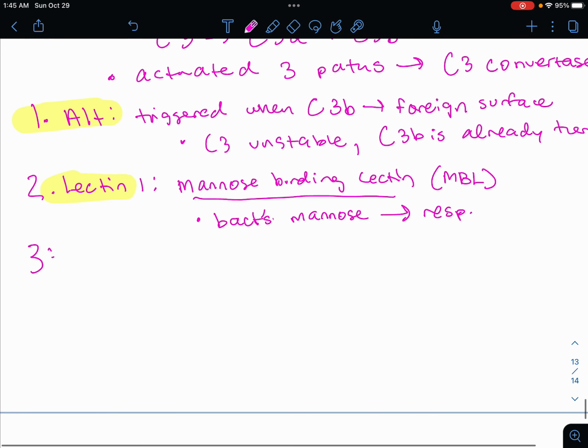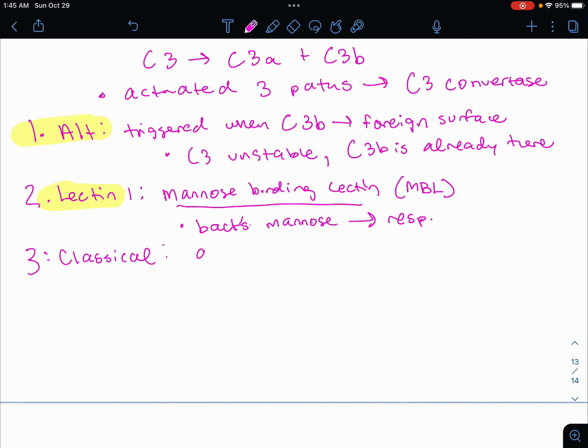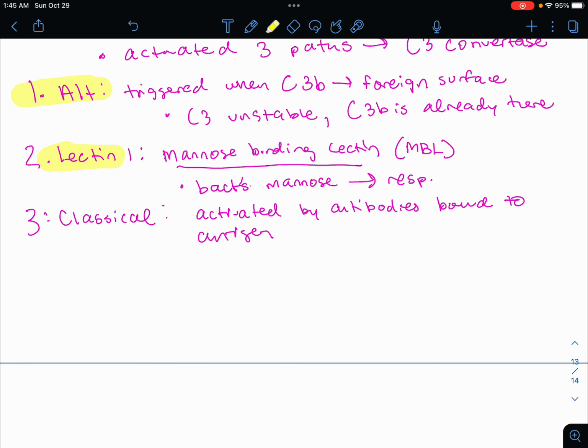Our third pathway will be the classical. And this is going to be activated by antibodies bound to antigen. So again, that's just extremely specific. There's a high amount of specificity whenever we're talking about antigen and antibodies.